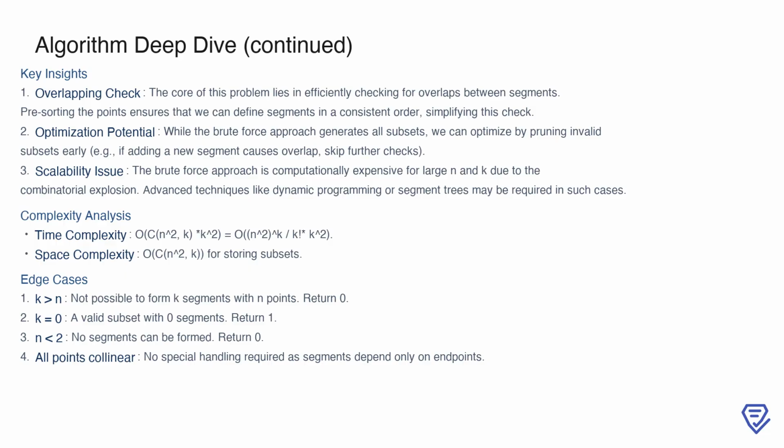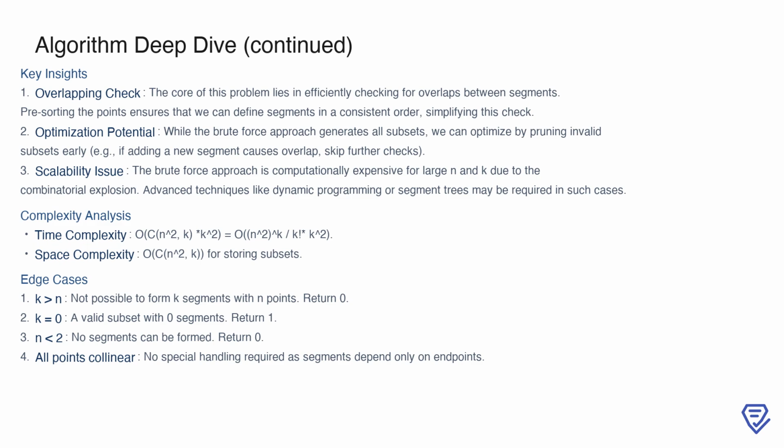When analyzing complexity, the time cost is dominated by the subset generation and filtering steps, leading to an overall complexity of O(C(n², k) * k²). The space complexity is also significant due to the storage of combinations.